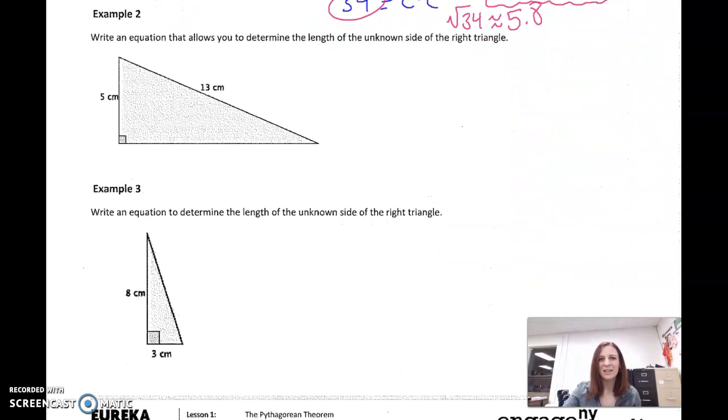Write an equation, and it's not saying solve, but I'm solving these out. It allows you to determine the length of the unknown side of the right triangle. Missing side length, right triangle, Pythagorean theorem. A squared plus b squared is equal to c squared. Now again, you have to identify your hypotenuse. Don't just assume everything's a and b.